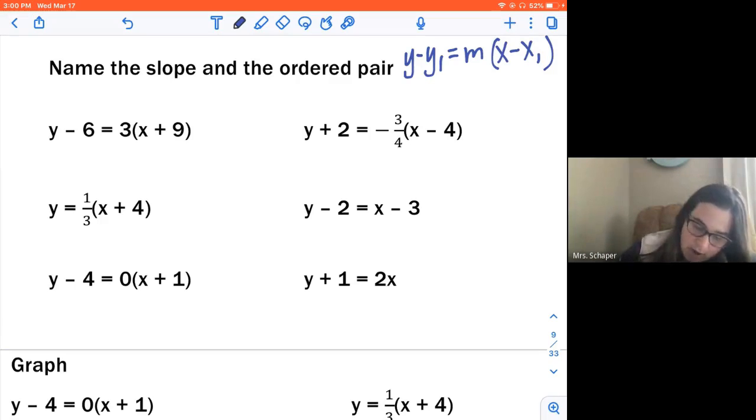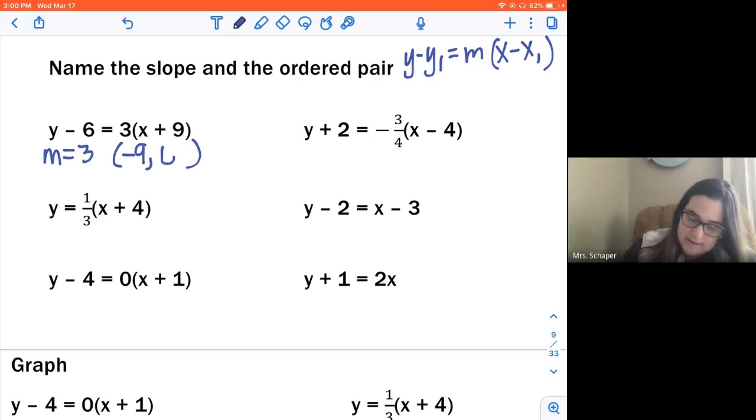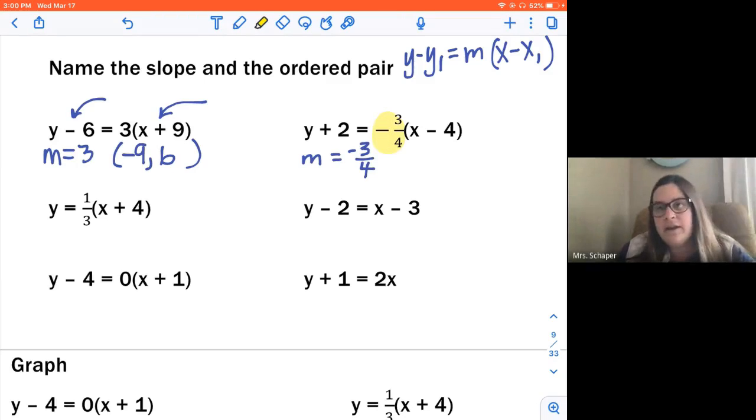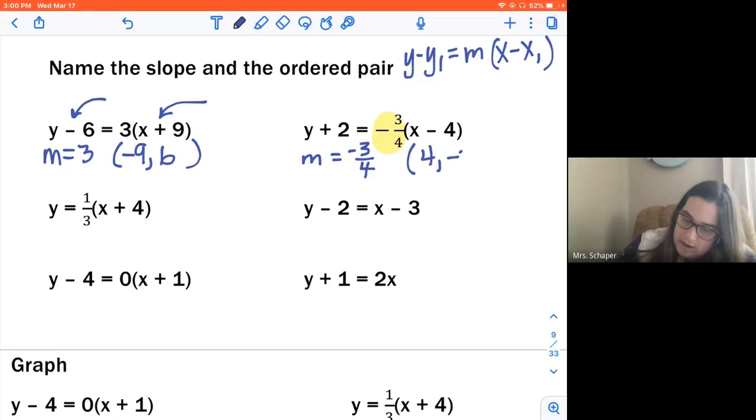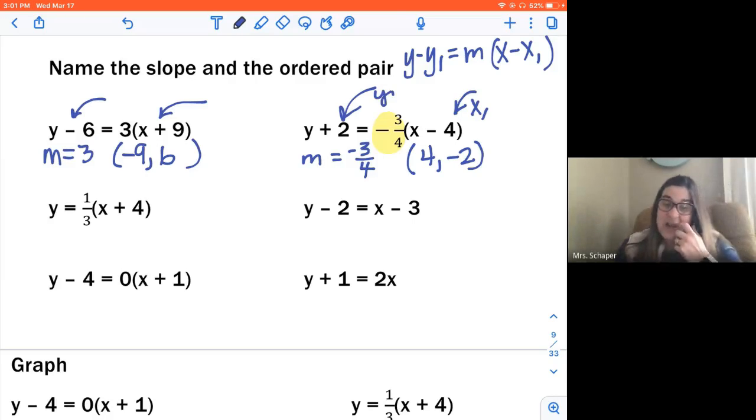So for this first one, my slope is 3 because it's the number before the variable. And my ordered pair is -9, 6. I'm being sure to take the sign opposite the one preceding the number. With the second example, my slope is going to be -3/4. Again, it's the number prior to the grouping symbol with the x. And then my ordered pair is 4, -2. Again, this is my x sub 1. This is my y sub 1. And I'm taking the sign opposite what's in front of it.